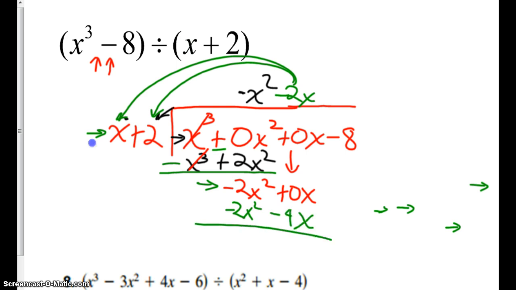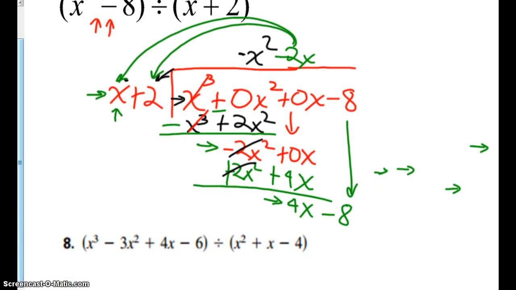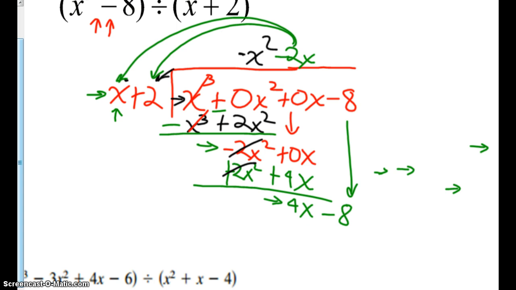I draw my line, change my signs. Again, the negative 2x squared and the x squared cancel like we wanted them to. 0x plus 4x is 4x. I bring down the minus 8, and I start the process again. What do I need to multiply an x by to get a positive 4x? I would need to multiply him by a 4x. So I've got a plus 4x up here. Plus a 4. I multiply it. I get 4x plus 8.